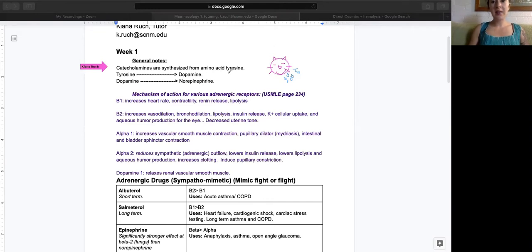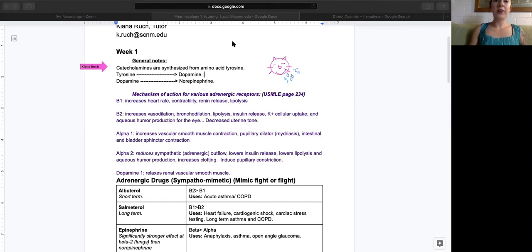That tyrosine is then converted to dopamine, and dopamine is then converted to norepinephrine, and norepinephrine is a catecholamine. So there you go, full circle. Tyrosine to dopamine, dopamine to norepinephrine. Norepinephrine is a catecholamine. Cool.